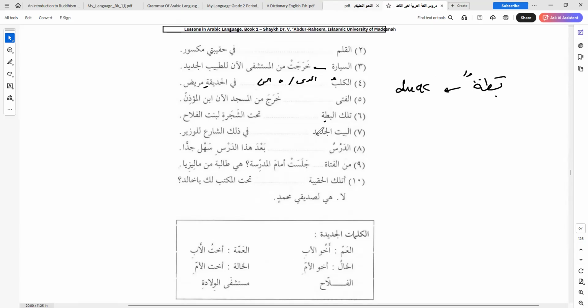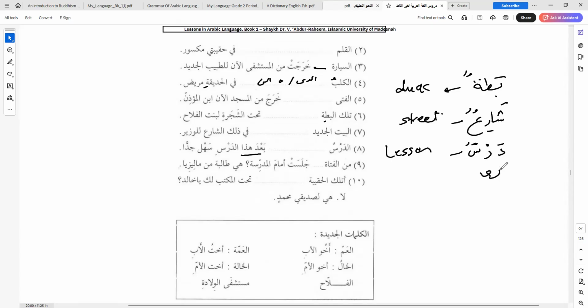البيت الجديد. The new house. في ذلك الشارع. When we say شارع in Arabic, we mean street. It's going to come in our كلمات الجديدة, I think. And then we have a dars, lesson. درس, lesson.